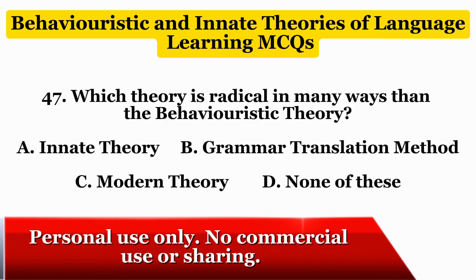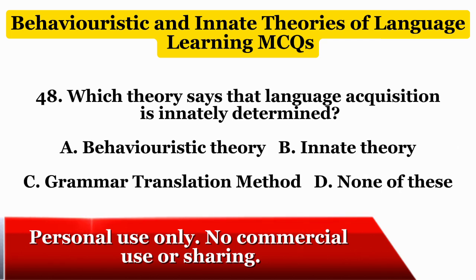Which theory is radical in many ways than the behavioristic theory? Innate theory, grammar translation method, modern theory, none of these. Right option is A. Innate theory is radical in many ways than the behavioristic theory. Which theory says that language acquisition is innately determined? Behavioristic theory, innate theory, grammar translation method, none of these. Right option is B. Innate theory says that language acquisition is innately determined.